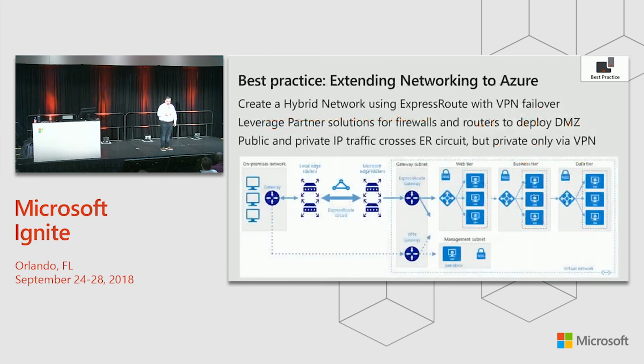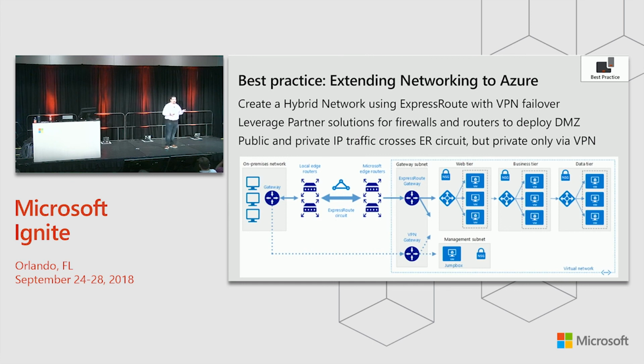Next up, let's see here. Quick things about the networking and the identity. So create a hybrid network. You know, ExpressRoute, if you can afford it, is amazing. But always have a VPN failover. You want to have a second failover always, right?